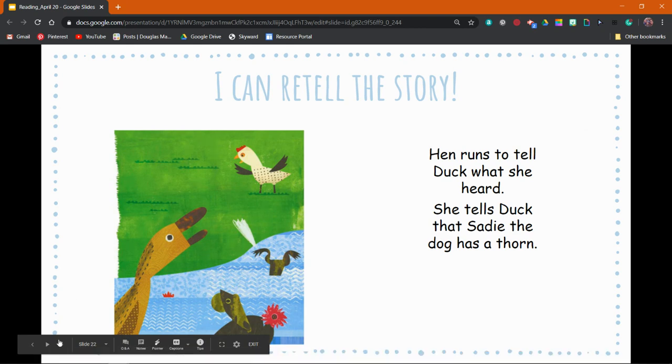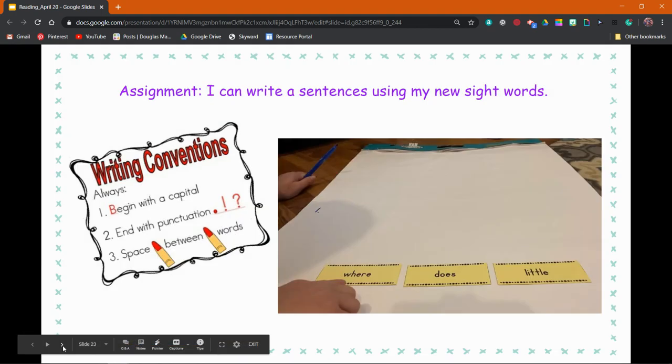This is not something you have to turn in, boys and girls, or moms and dads. This is just something to help us practice remembering what we hear in the story and being able to retell what we hear in the story to someone else. So tell the story again to someone else.